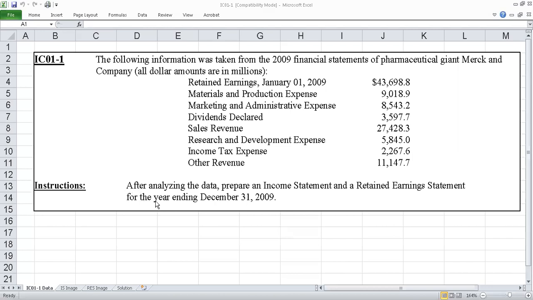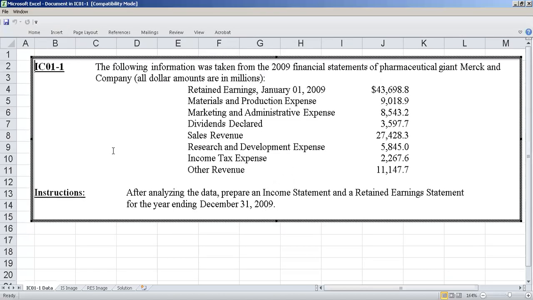Right? So our instructions tell us that after analyzing the data, and it even tells you, analyze first. Prepare an income statement. Now, we haven't talked about a retained earnings statement yet, so we're going to be focusing right now on income statement preparation. We're going to prepare that income statement for the year ending December 31, 2009. Right? So we're going to keep those instructions in mind as we analyze our data set. Our goal is to prepare an income statement.